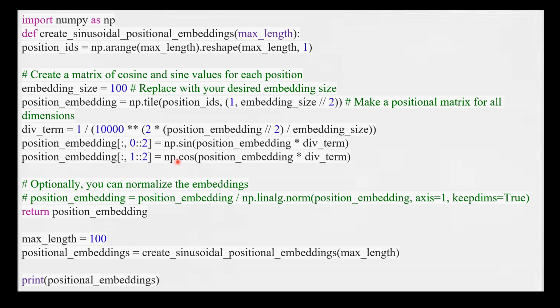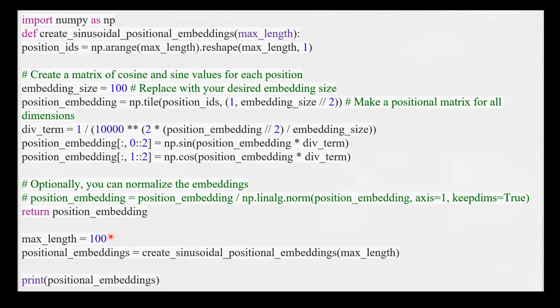Now next, it creates a matrix of cosine values based on this positional embedding and this div term, and here the cosine values are assigned to the other columns like 1, 3, 5 of this positional embedding matrix. Now optionally you can normalize the embeddings, and finally you return the positional embedding. So this line will return the positional embedding matrix, which now contains the sinusoidal positional embedding for each position.